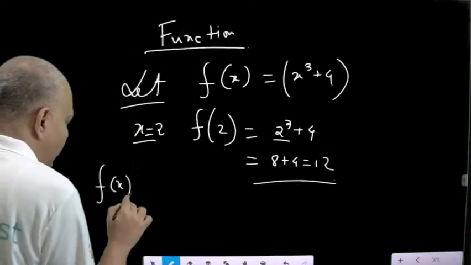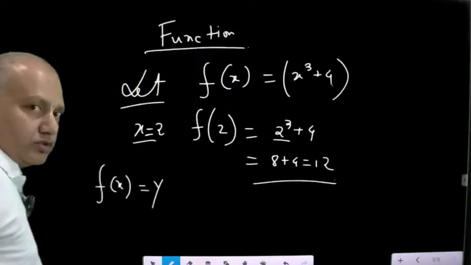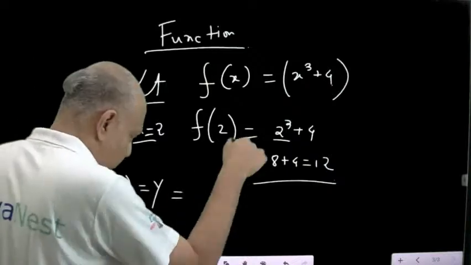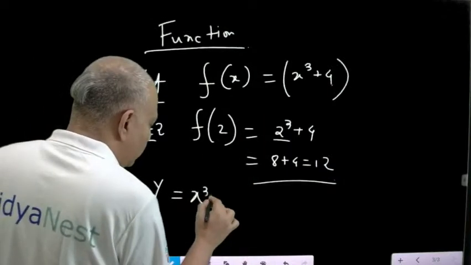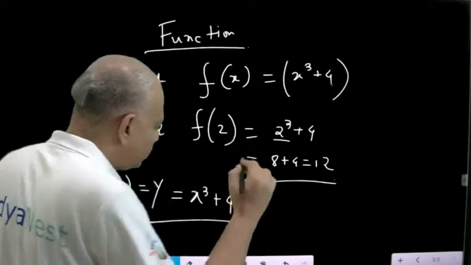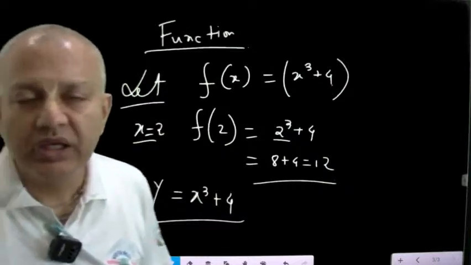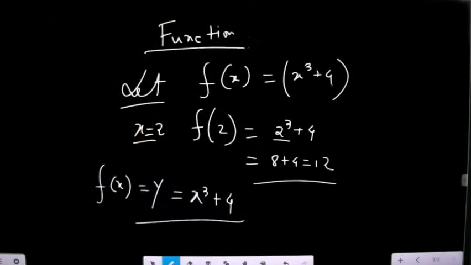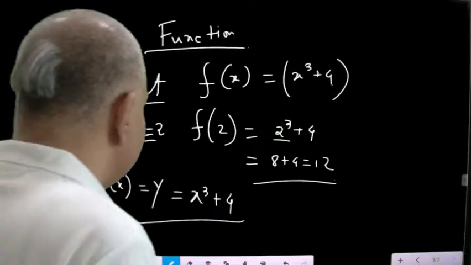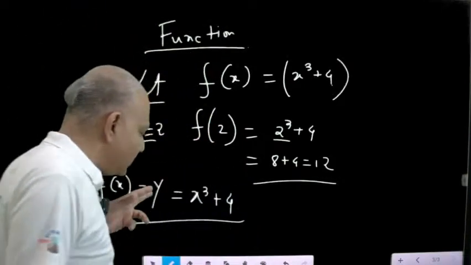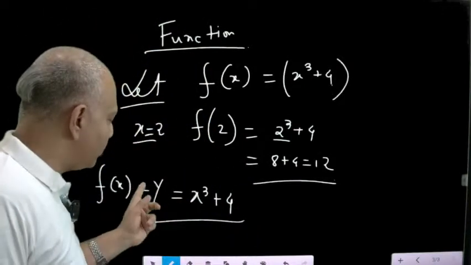So similarly, I can think that f(x) is equal to y. So what is y? Just like the previous example, x cube plus 4. So y is a function of x. Y is a variable, x is a variable, a variable which is varying. X is varying, y is also varying. Simultaneously, if I put some x, I am going to get some y.